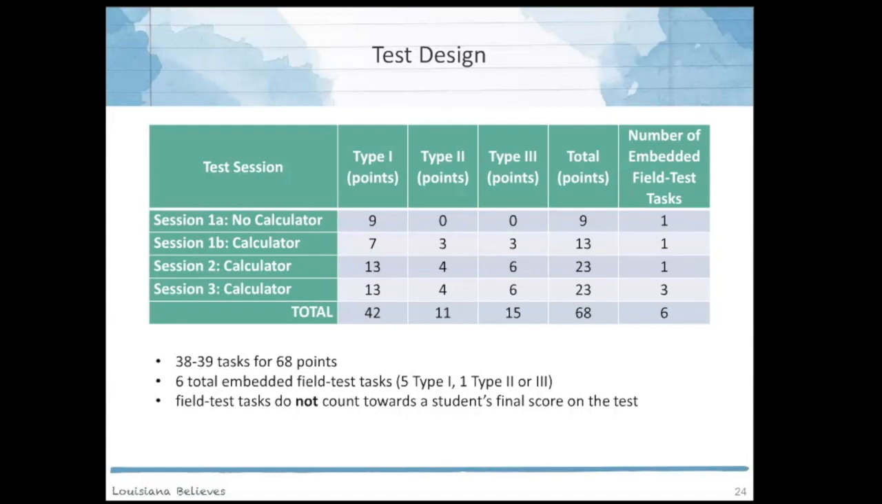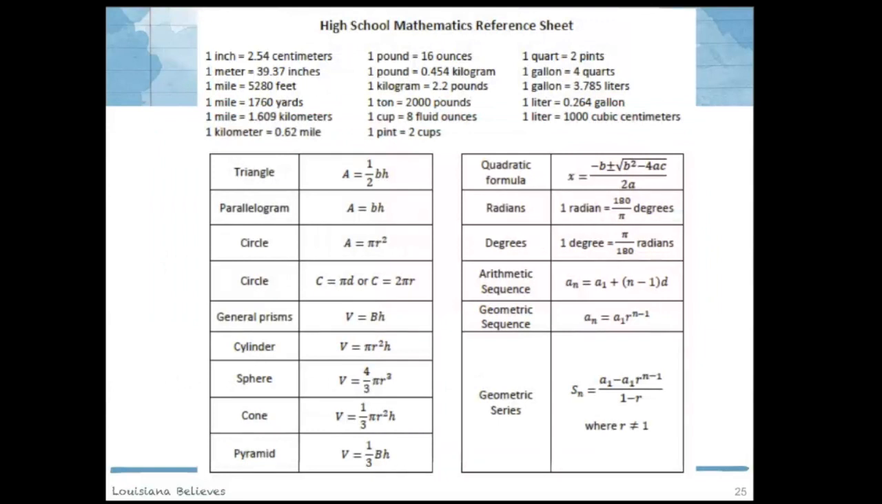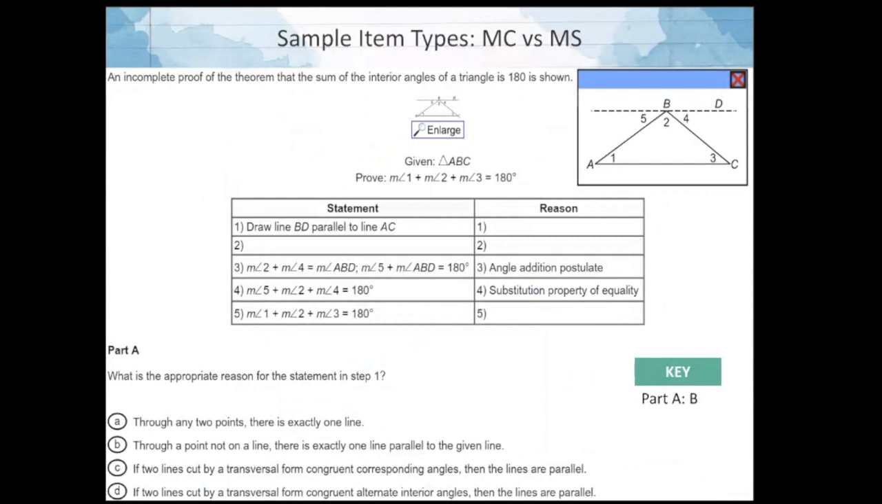So it's a total of 68 points for the whole test, and that is similar to grade 8 where they have a 66-point test. There's a listing of embedded field test items and the different types. Those field test tasks do not count towards the student's final score. We've always embedded field test tasks, and that was accounted for in the time that we determined for the sessions as well. Here's a screenshot of that math reference sheet.